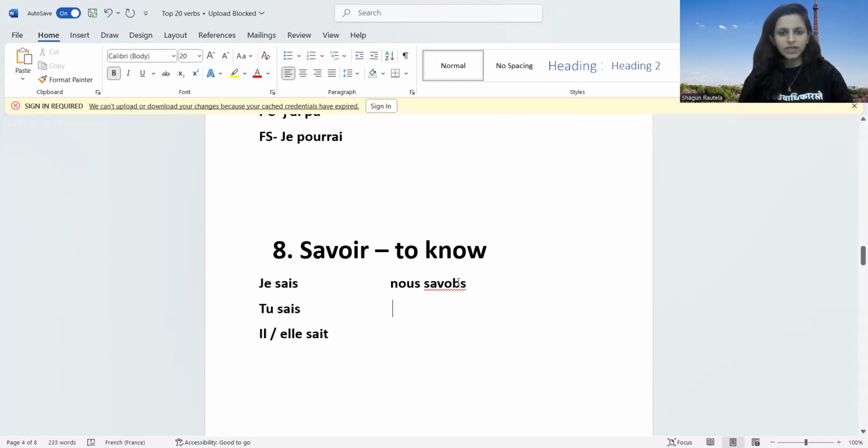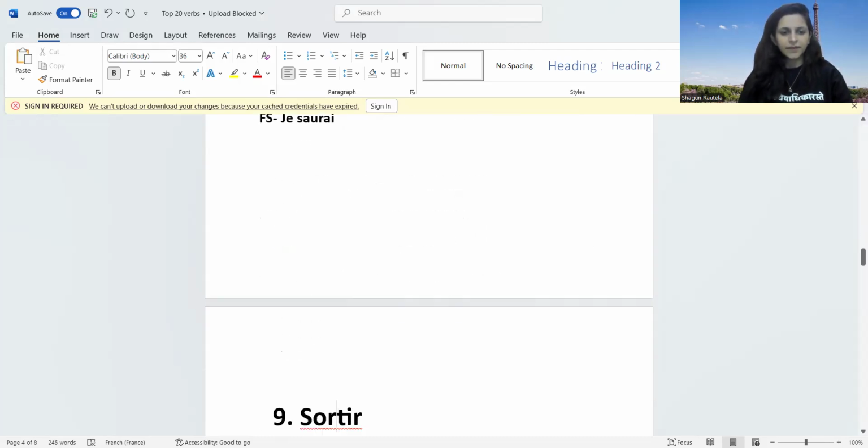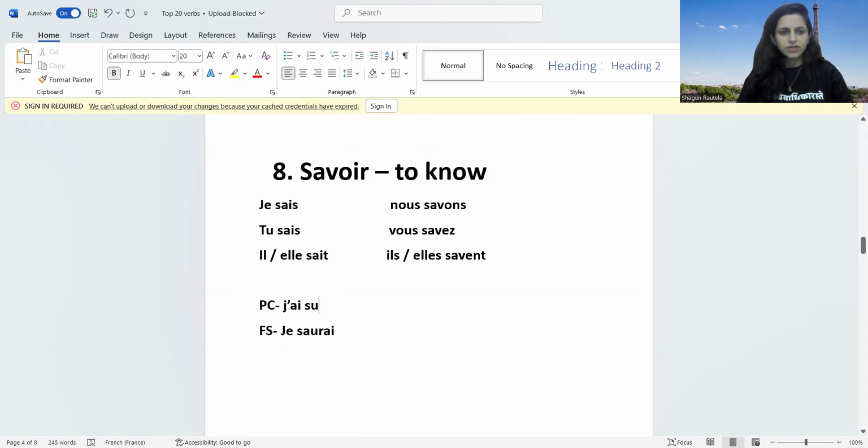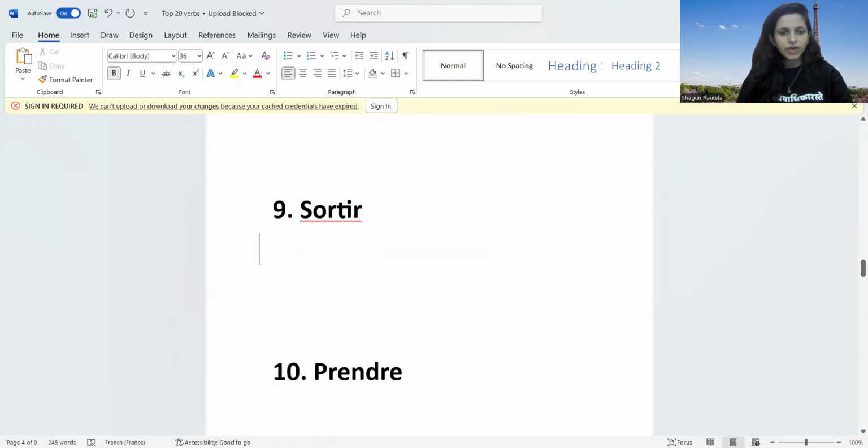One minute, I'll just correct this. Vous savez, elles savent. Let's see, PC, j'ai su, FS, je saurai. So, 8 verbs done, 12 more to go. We are on the 9th one.